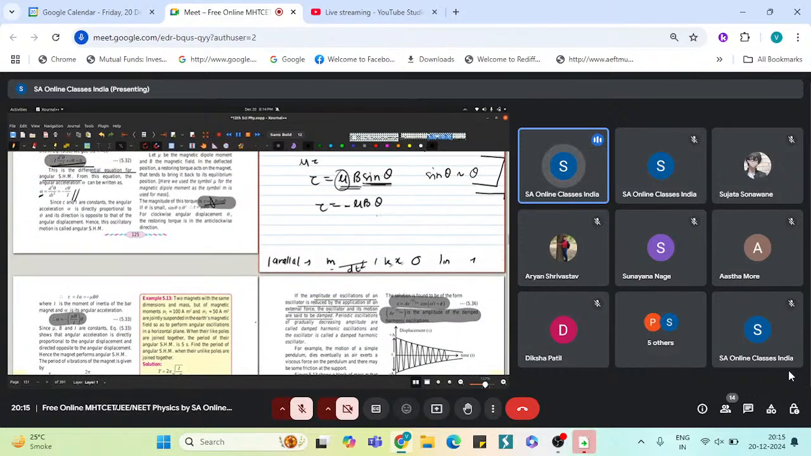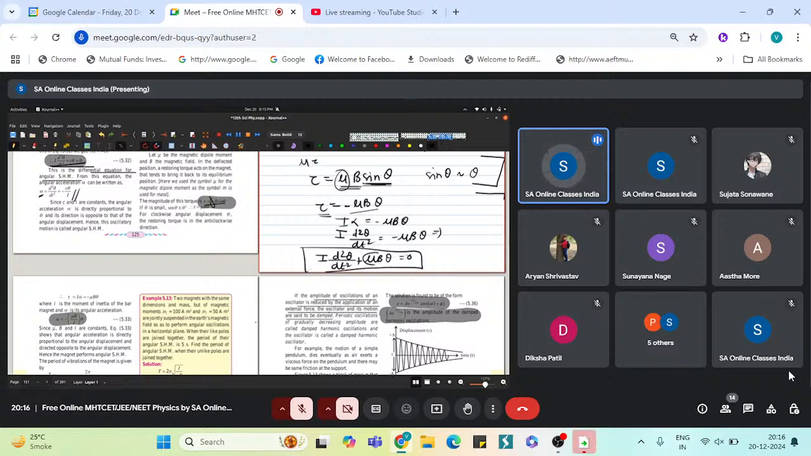And the torque is now mu b theta, and we can just write the same equation again. The torque we will write as I alpha is equal to minus mu b theta, and then I d2 theta upon dt square is equal to minus mu b theta, and this will just lead to I d2 theta upon dt square plus mu b theta is equal to 0. So this will be the differential equation of this motion.